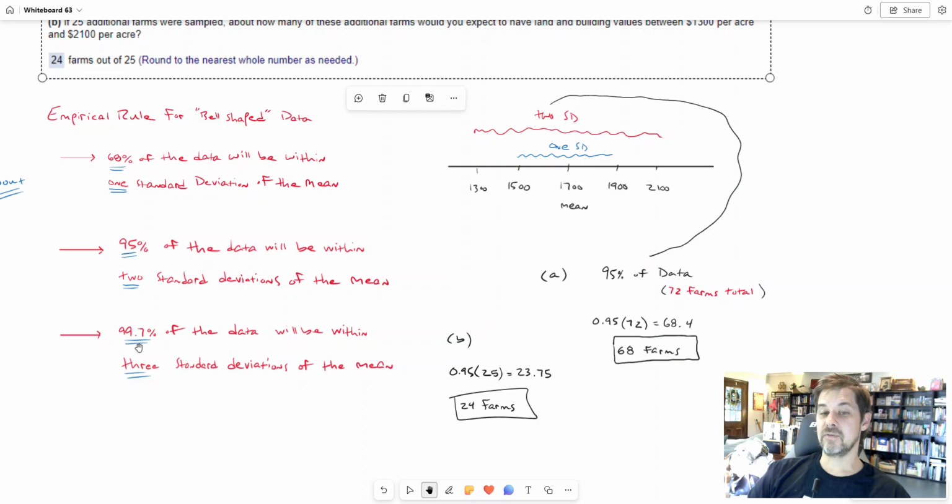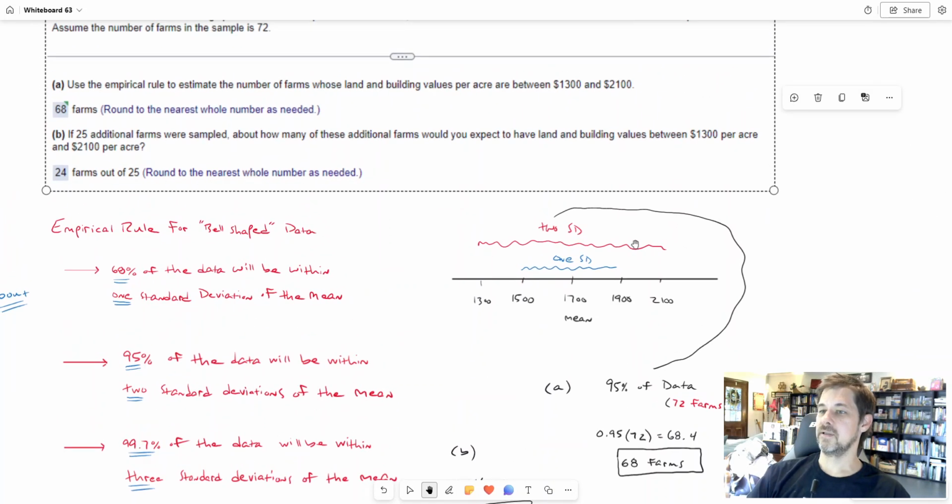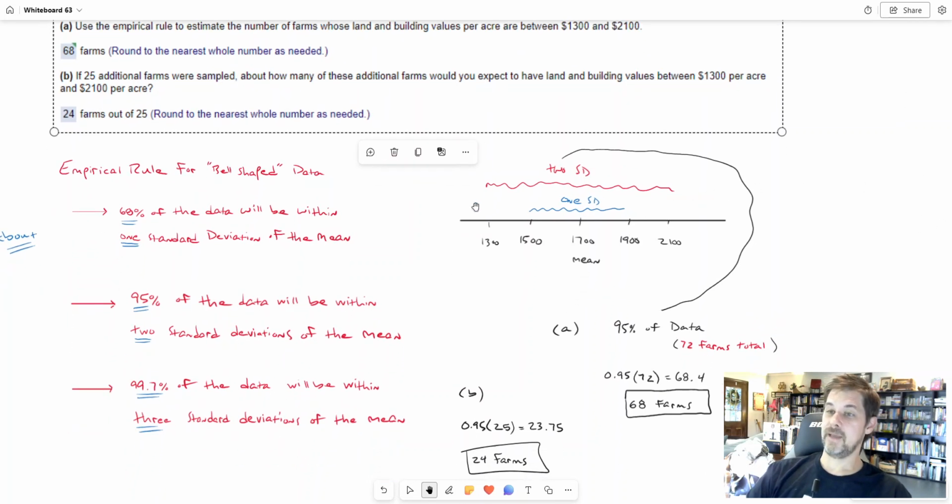Now, if I need to go 3, I can just repeat that process, and I can go up another standard deviation and down another one. But I notice the range 1,300 to 2,100 is the one that I was asked about. So what they're asking about is how many farms in the sample have a value between 1,300 and 2,100. Well, that's two standard deviations from the mean. So 95% of the farms in the sample have a value in that range.